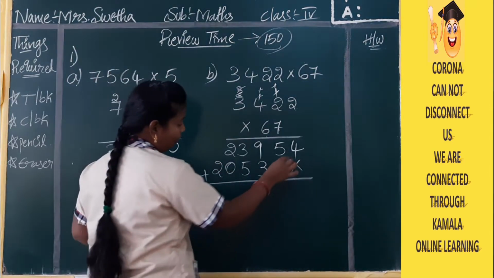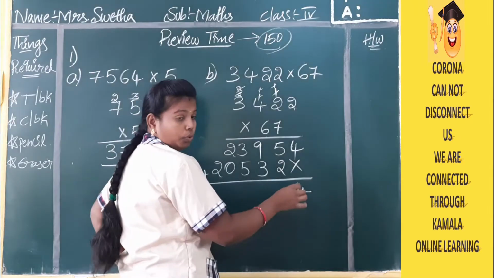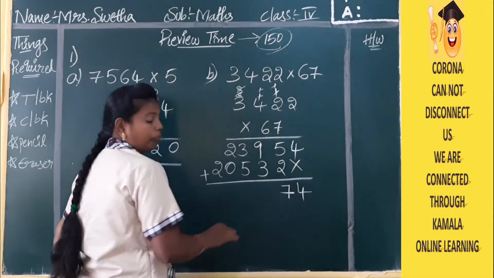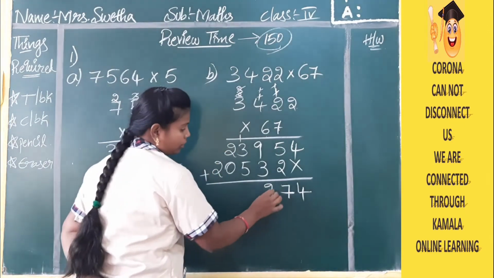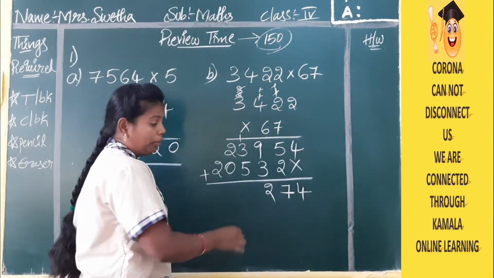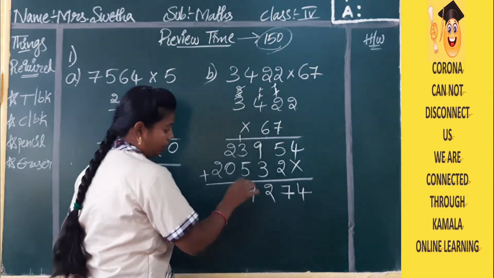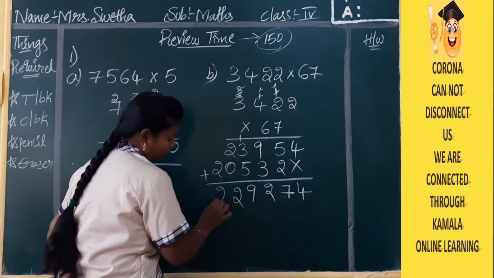Okay. Now we have here 4, so 4 will come directly. 5 plus 2, it is 7. 9 plus 3, it is 12. So 1 up, 2 down. Again 5 plus 3, here 8. 8 plus 1, 9. Now 2 plus 0, 2. Here also 2.